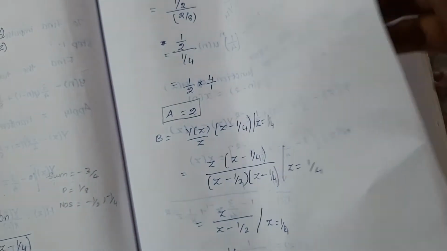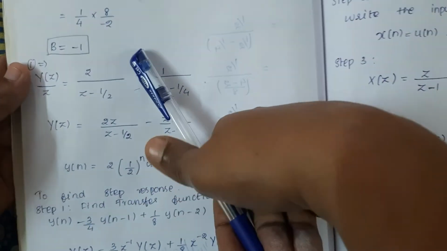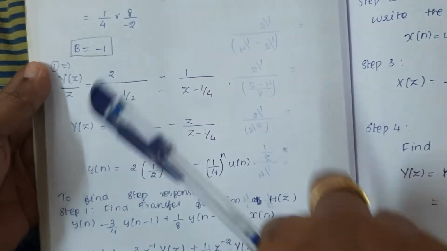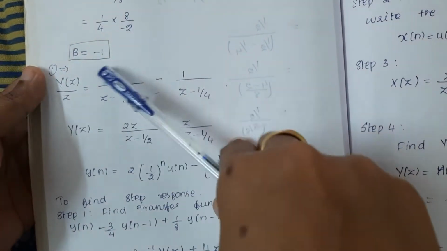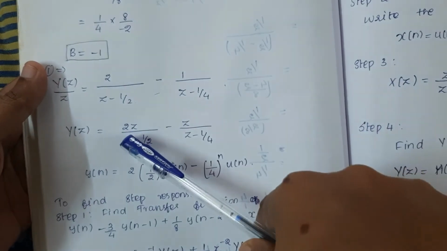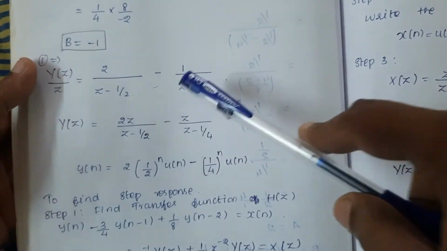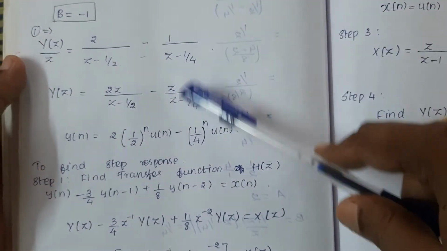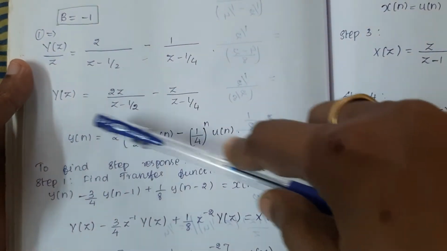Here substitute z equal to 1 by 4. We'll get the value of b as minus 1. So now Y of z by z equals 2 by z minus 1 by 2, minus 1 by z minus 1 by 4. Now we want to find the output response y of n.